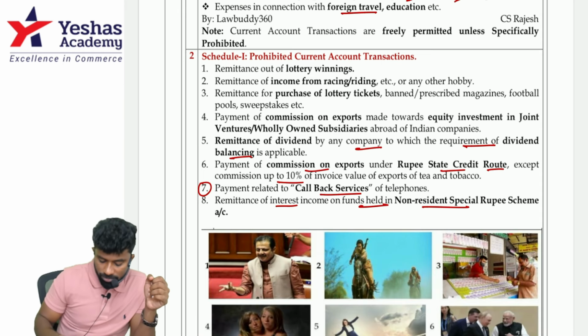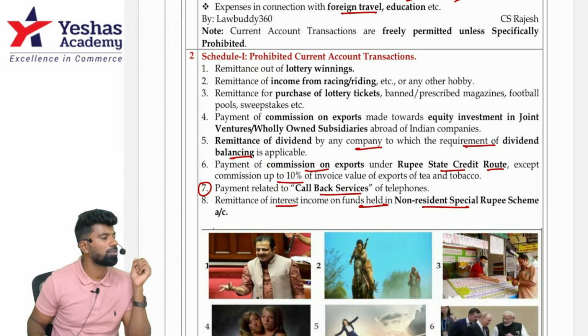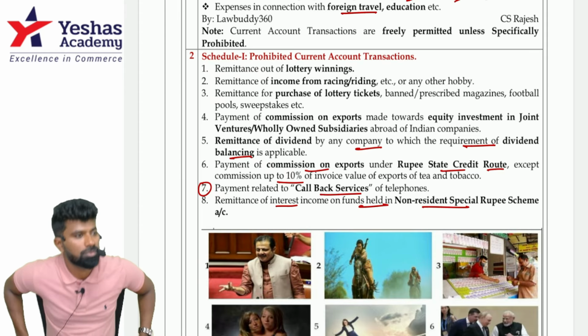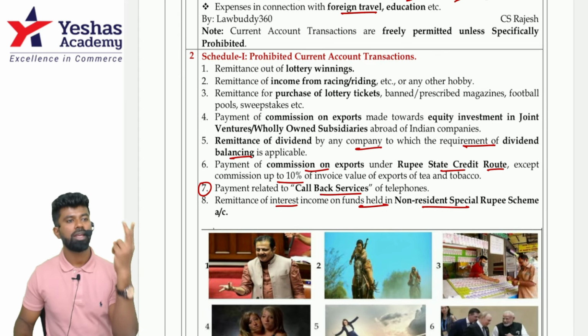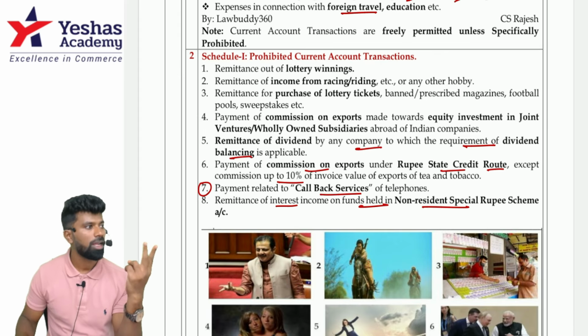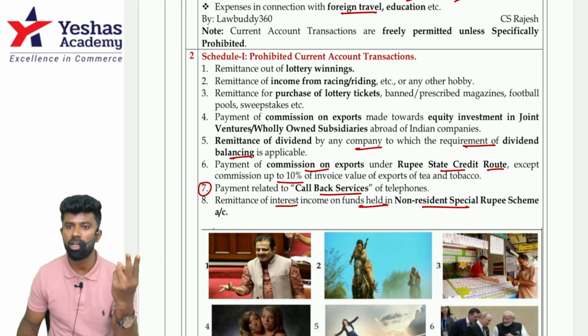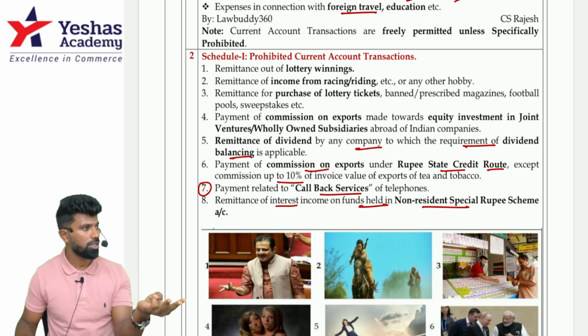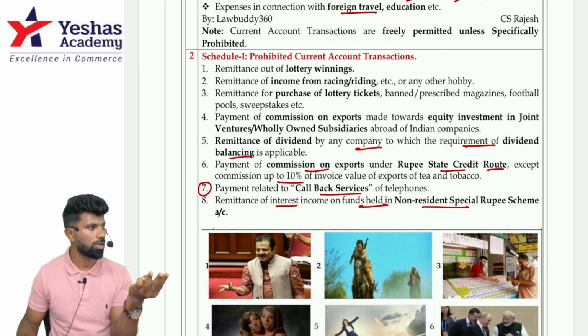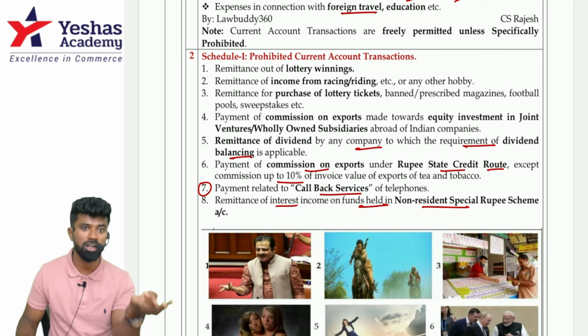How many transactions? Which are under this schedule, Schedule 1 of the rules. Remember, what is the first one? Remittance out of lottery winnings. Second one, income from horse race or any hobbies. Third one, remittance for purchase of lottery tickets, banned magazines, football pools and sweepstakes.